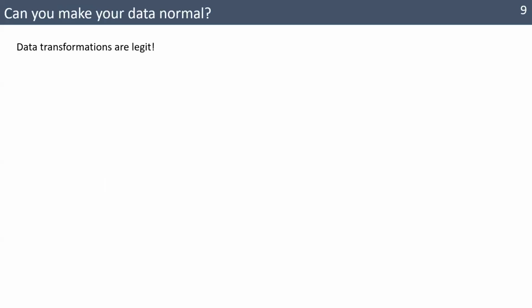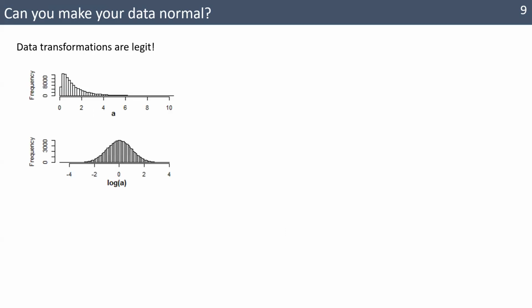So your data aren't normally distributed when you first look. Can you make them normal to avoid having to do non-parametric testing? Data transformations are legitimate. You can do things like a log transformation to take data that has a right skew and make it more normally distributed. If your data is left skewed, you're going to want to do something where you're reducing the size of that data away.